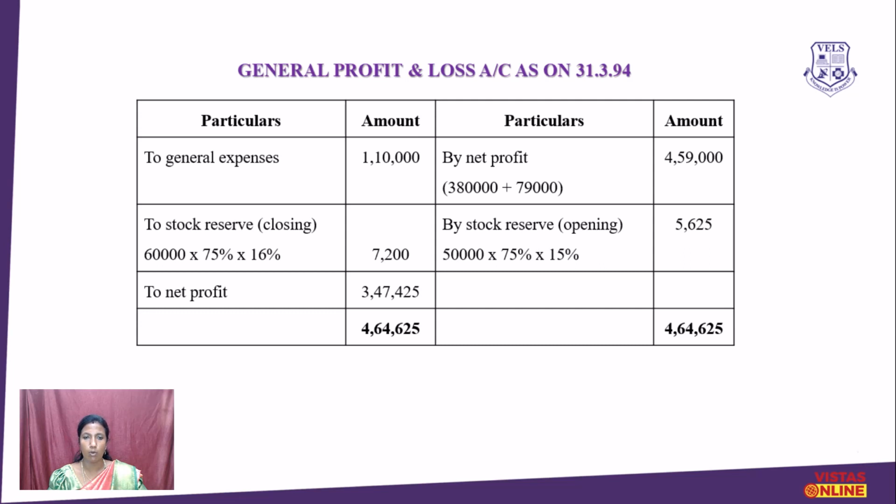On both sides the total is 4,64,625. The difference value of 3,47,425 is the net profit. This net profit we should carry to the balance sheet; capital plus net profit we mention in the balance sheet.